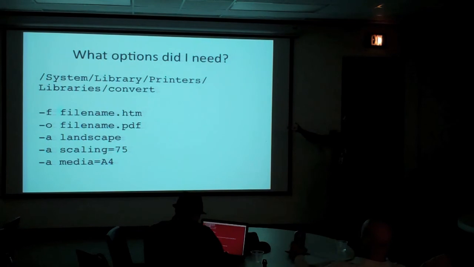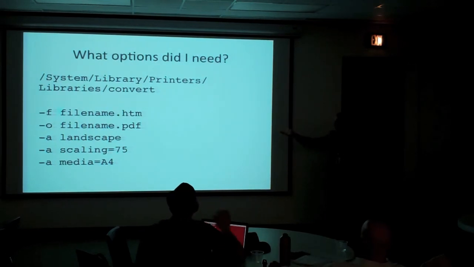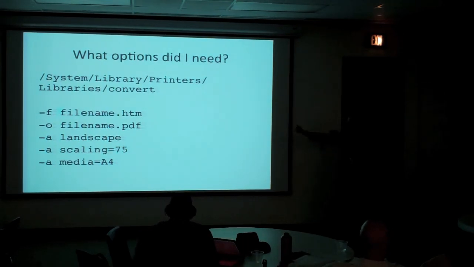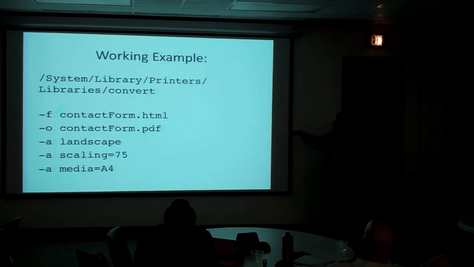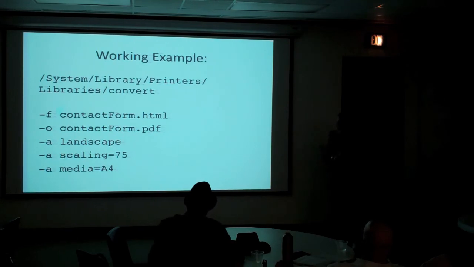So what options did I really need? -f, -o, -a, where -a is just options. So -a landscape, scaling 75, media A4. And I actually put together a slide with real commands. I ran it locally, but didn't include the output. But you can see, you can specify the HTML file name as your -f. Your -o, your output, is the PDF. Landscape, again, scaling 75. And media A4, which was that format that worked really, really well.